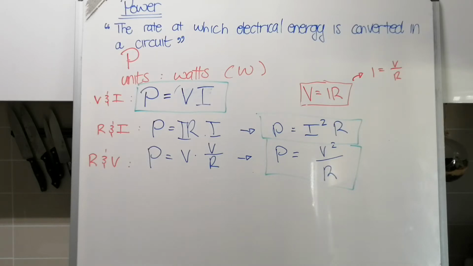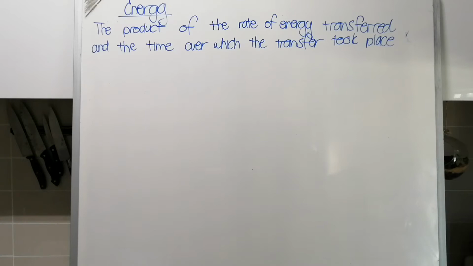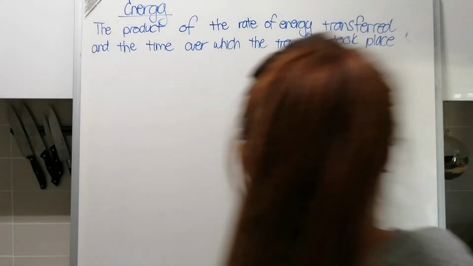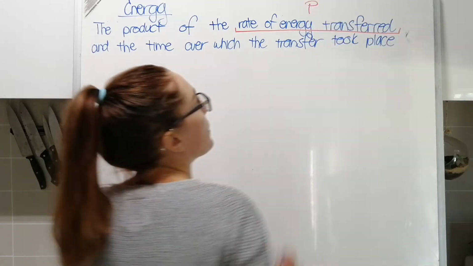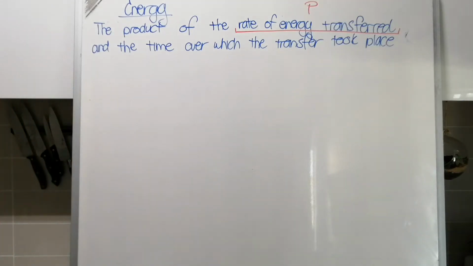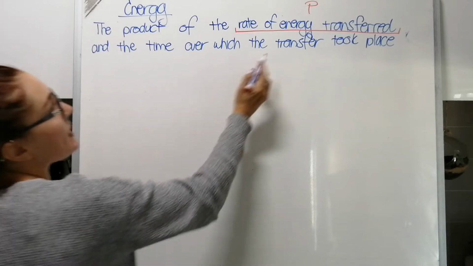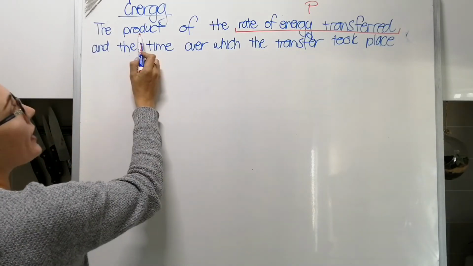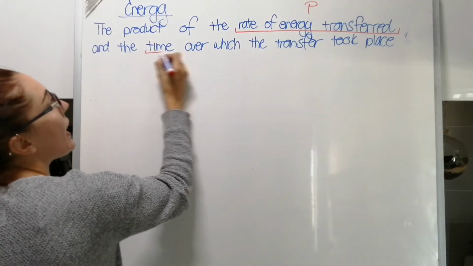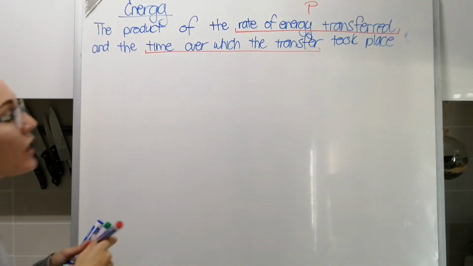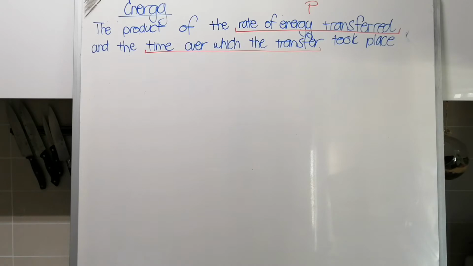We're going to do energy next. Looking at energy, it is the product of the rate of energy transfer and the time over which the transfer took place. So it looks a little bit scary, but let's just unpack. Rate of energy transfer, that is just power. Power is the rate of transfer of energy. And so we're taking power and doing the product of power, so basically power times the time over which the transfer took place. So this basically gives us our formula.